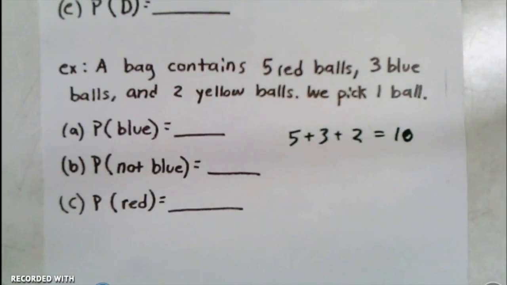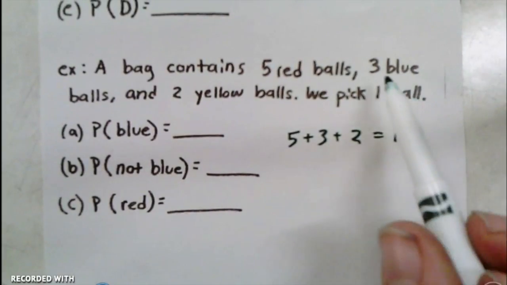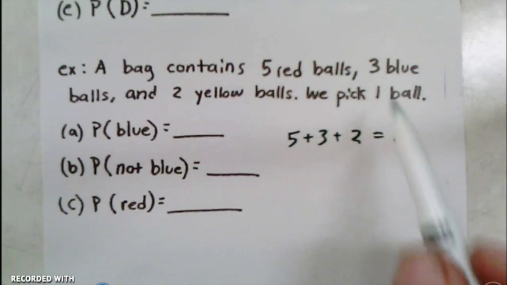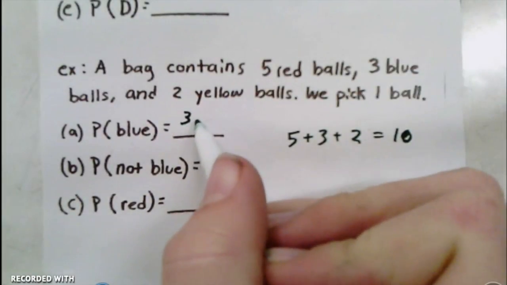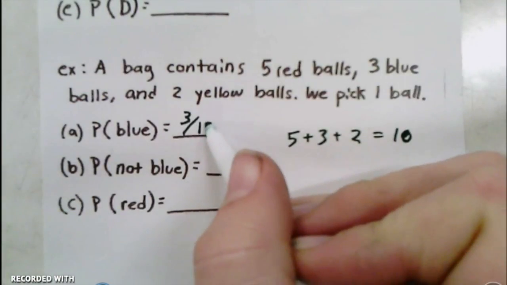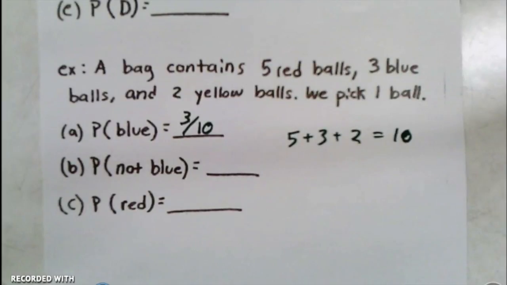What is the probability that one of them will be blue? Well, the favorable outcomes is I would get a blue one. And since there's 3 blue, that's going to be my numerator. And my denominator is going to be 10 because that's the total choices of balls that I could have picked out. What about B? What is the probability of not getting blue?